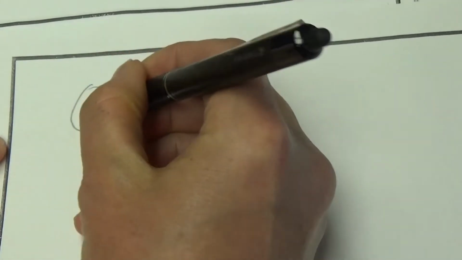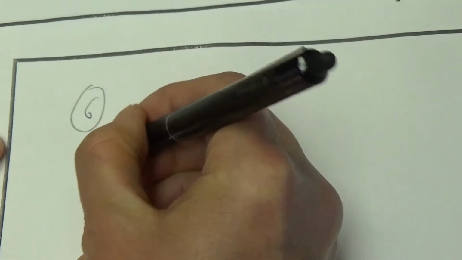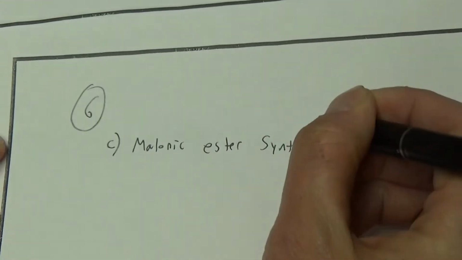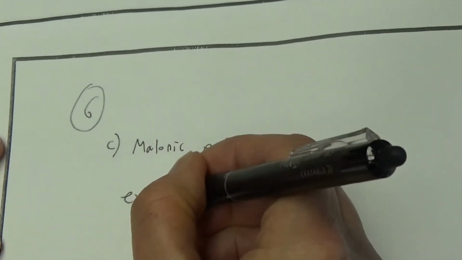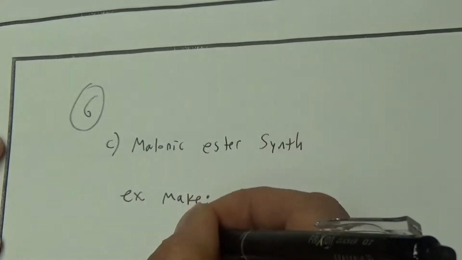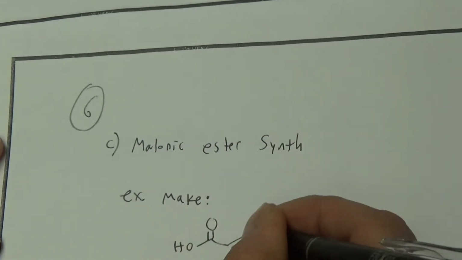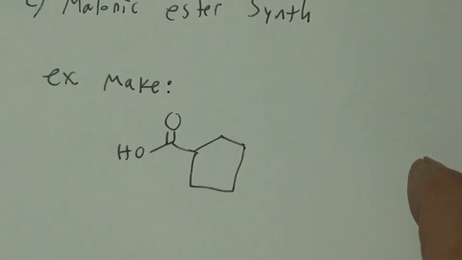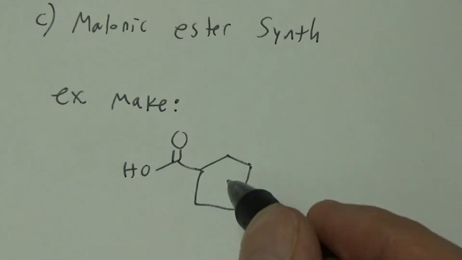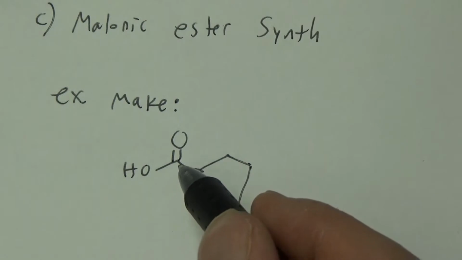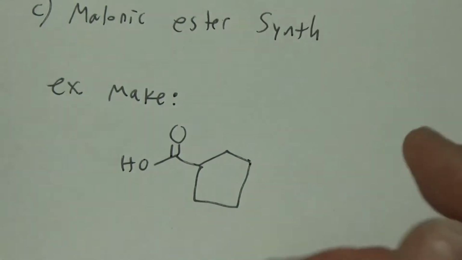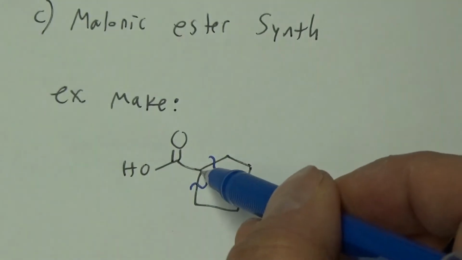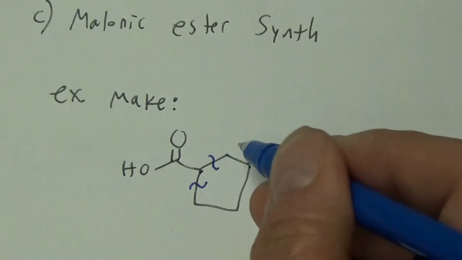Okay, still on number 6. Still on C, which is Malonic Ester synthesis. And let's try another example to make this molecule. Five-member ring with a carboxylic acid, and we see that it's a disubstituted carboxylic acid, alpha disubstituted, because we have two things on the alpha position. The alpha position, of course, is that, right? There's two things, they just happen to be wrapped around.